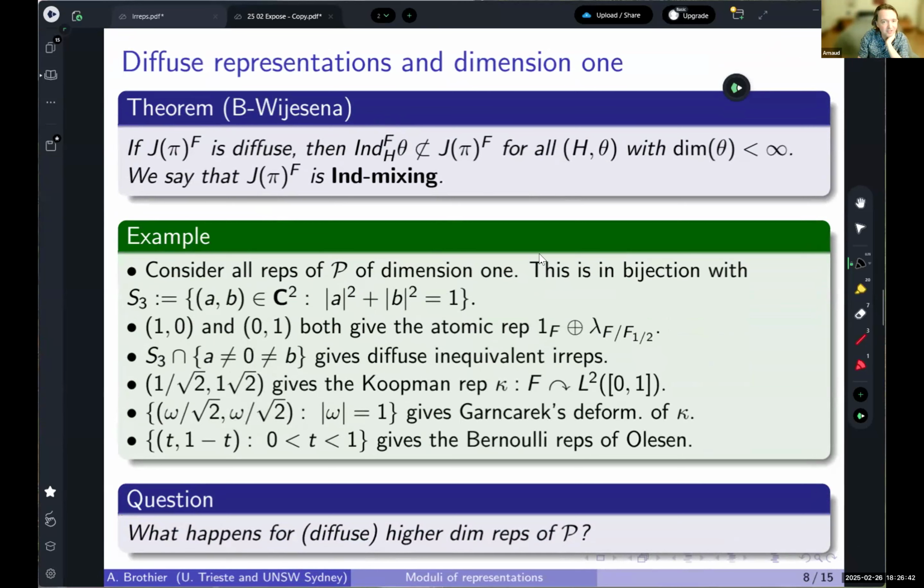So one key example that I really enjoy is to take the one-dimensional representation of the Pythagorean algebra. So what does that mean? It means that you need to take two complex numbers such that their modulus squared sum is equal to 1. So here I just wrote down the real three-sphere. Any point of the real three-sphere gives you a representation of P and therefore of F, T, V, and O, the three Thompson's groups and the Cuntz algebra.